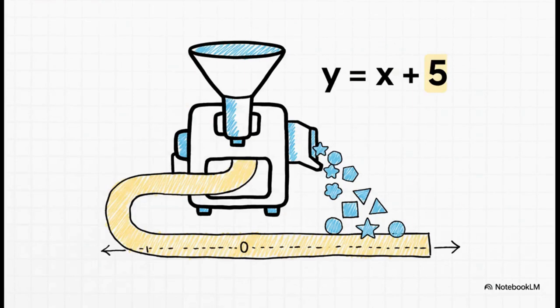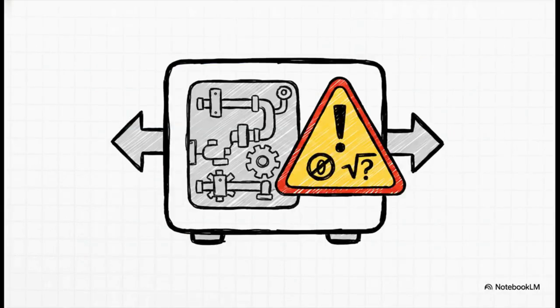Now, some of these machines are super tough. Take something simple, like a polynomial. Say y equals x plus 5, or y equals x squared. You can plug in pretty much any real number you can think of for x. Positive, negative, zero, fractions, whatever. And it's always going to give you a valid answer. For functions like these, the domain is easy. It's all real numbers.